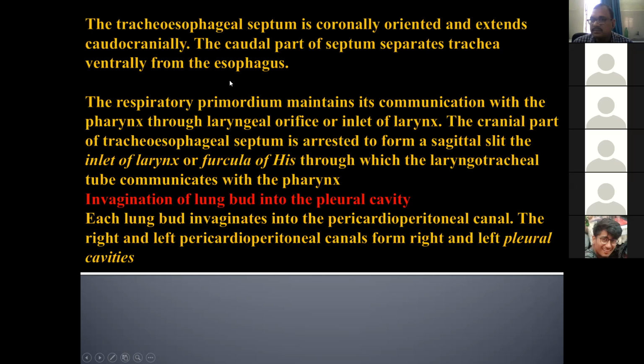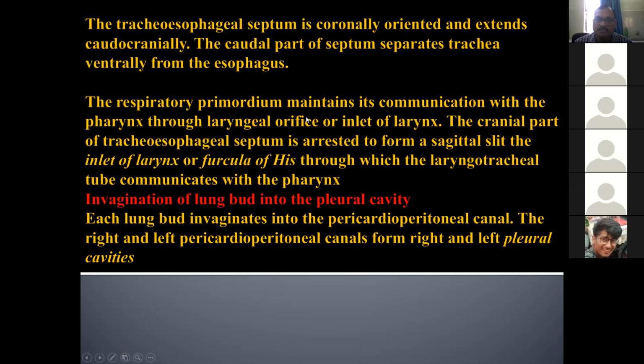So what is the importance of this tracheoesophageal septum? The importance is that this septum separates the trachea and the esophagus. Okay, so just remember that the tracheoesophageal septum is formed by the fusion of the tracheoesophageal folds. The tracheoesophageal folds develop from the tracheoesophageal groove. These folds start fusing with each other and start separating the trachea from the esophagus by the formation of a septum, which is known as the tracheoesophageal septum.